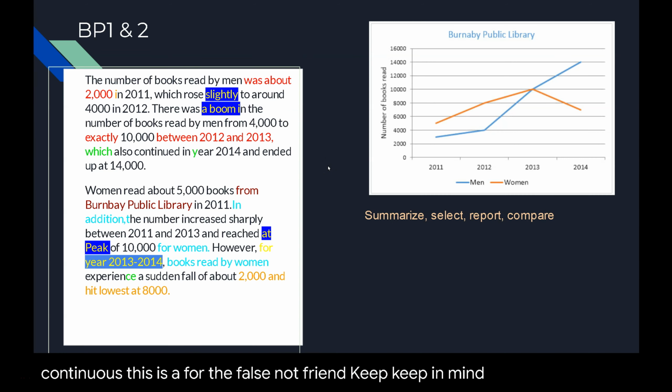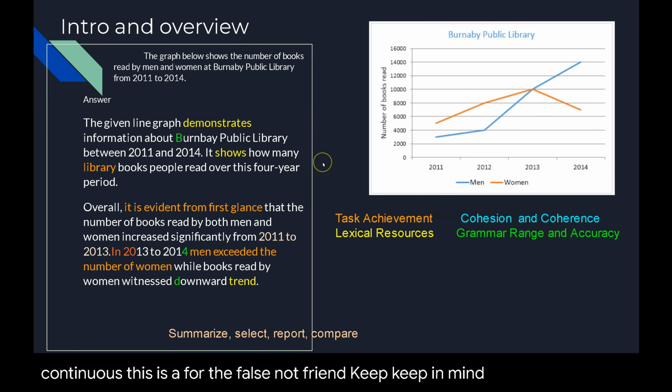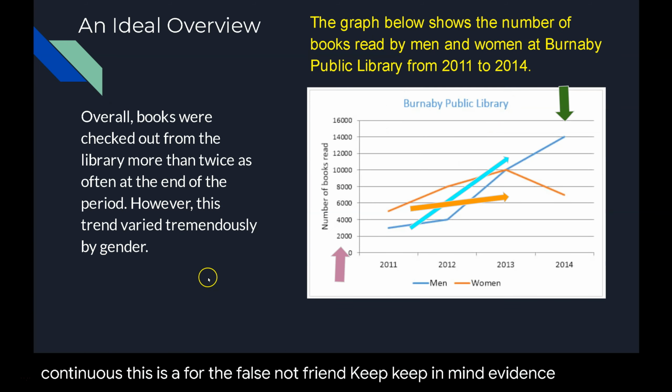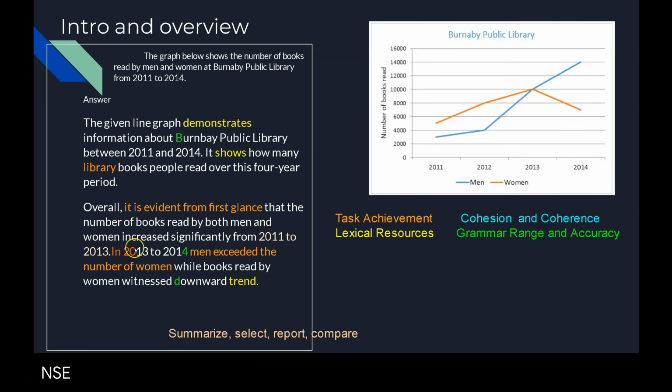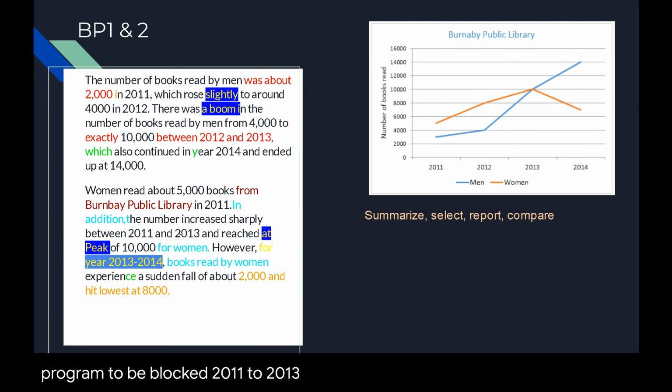Okay, body paragraph 1 and 2. So wait, what was your... So, evidence. Alright, so now we're going to see... The next paragraph should be about 2011 to 2013, right? Because that's what it's in the overview. No, it's not about 2011 to 2013. It's about men. So your body paragraphs don't reflect what you said in your overview.